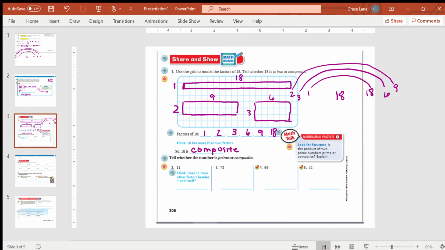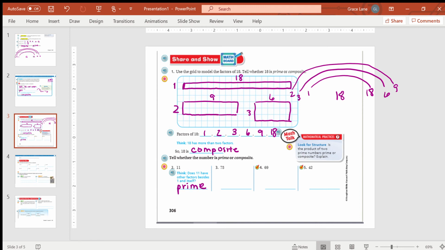So the question to ask yourself on all these, it says, does 11 have other factors besides 1 and itself? When we say itself, we mean 1 times 11. So does 11 have any other factors besides 1 times 11? Think of your basic facts. Can 11 be made any other way besides 1 times 11? No, it is prime.